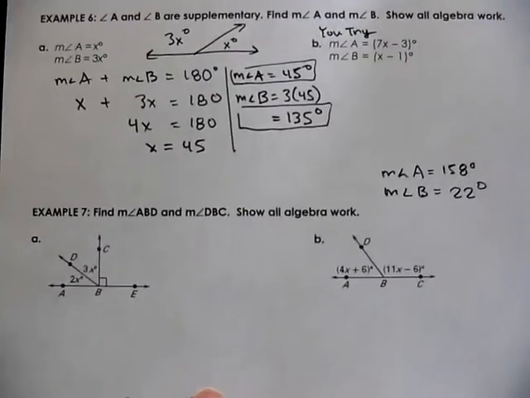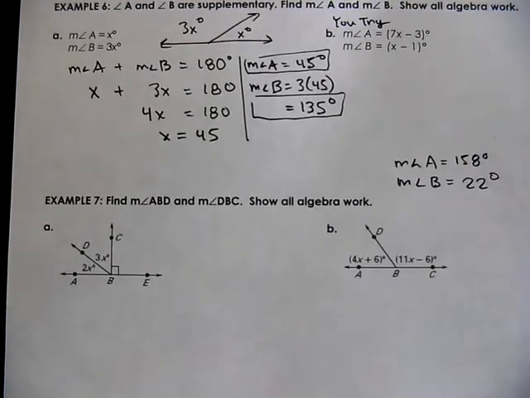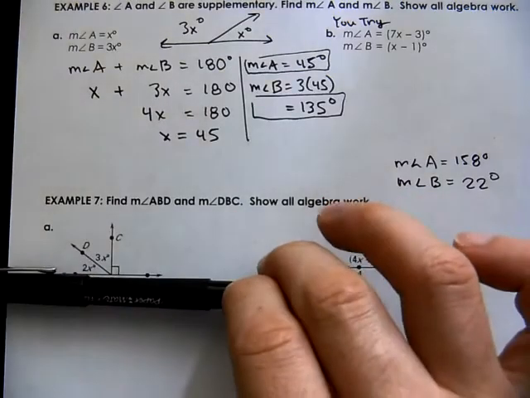Here's our last diagram, and these are a little bit tricky in the sense that they're not telling us whether it's a complementary pair or a supplementary pair. We have to read that diagram and understand how to set up the equation. So let's look at part A. We do see a straight line.